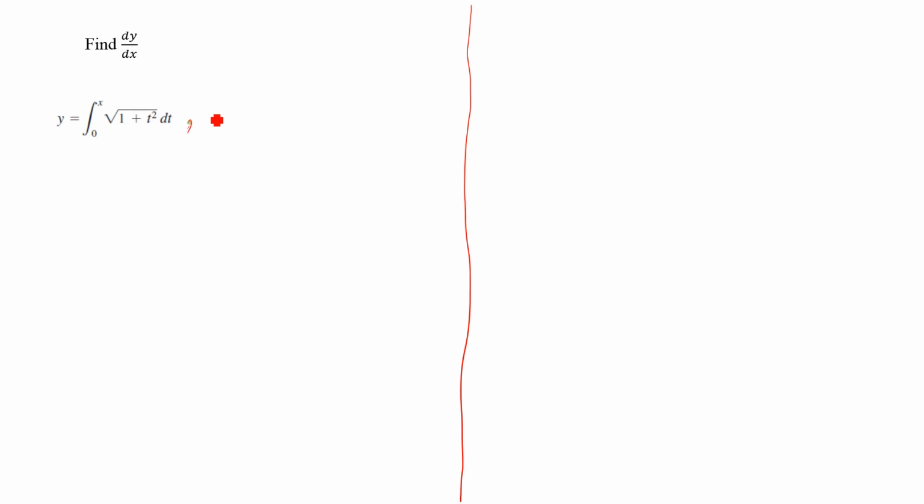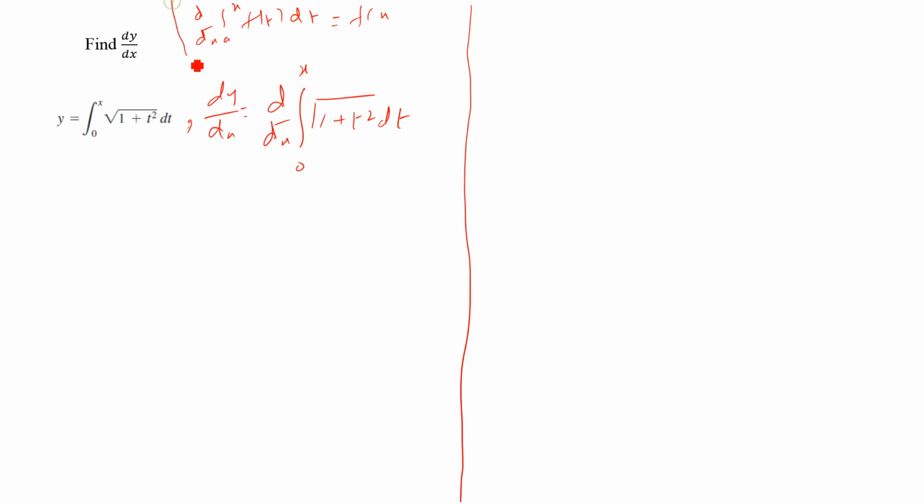So dy by dx is equal to d by dx of this integral. Now just compare it with the form: the derivative of the integral from a to x of f(t) dt is f(x). This is what we learned from the fundamental theorem part 1. Now compare it with this: a here is 0, x here is x, f(t) here is 1 plus t squared. So what should be the answer of this derivative? This must be equal to f of x, that is 1 plus x squared.